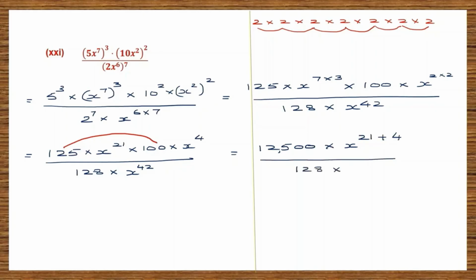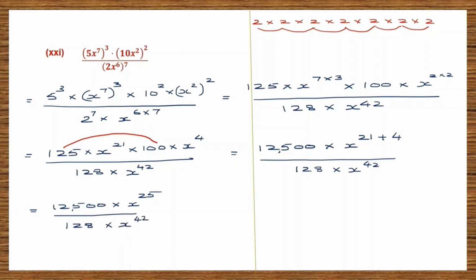128 into x to the power of 42. So in the next step, we have 12,500 into x to the power of, now add up the powers here, 21 plus 4 is 25. x to the power of 25, and in the denominator we have 128 into x to the power of 42.